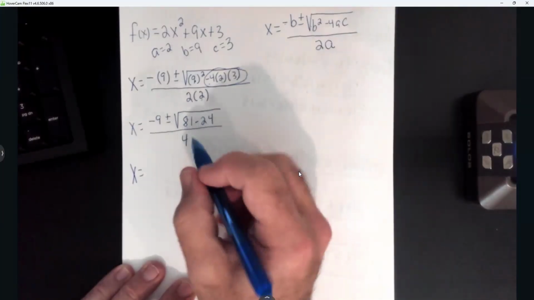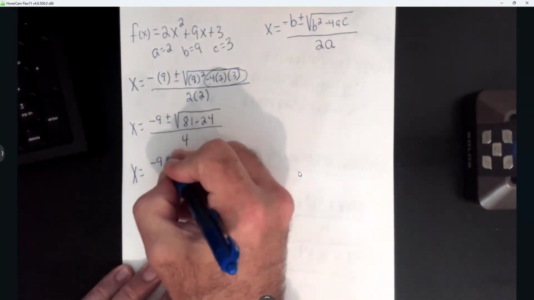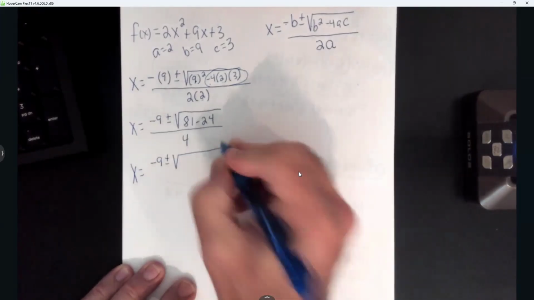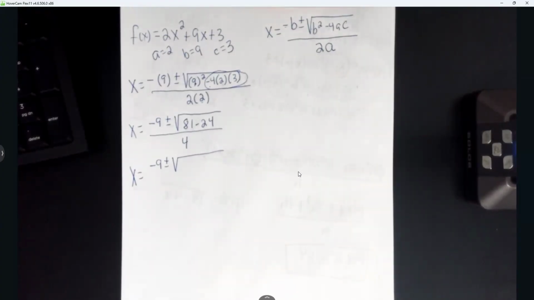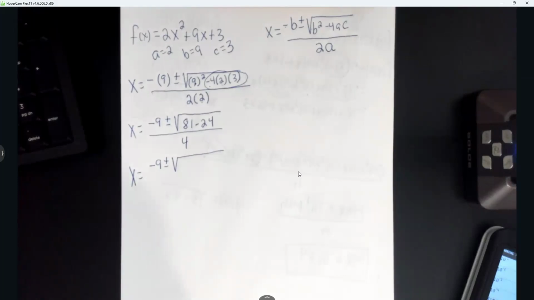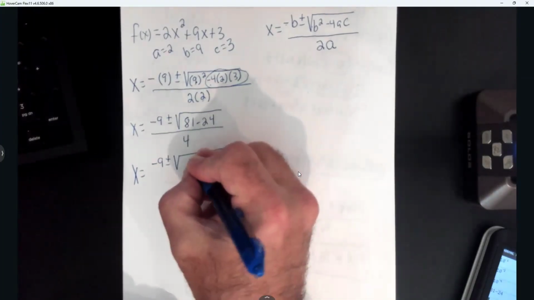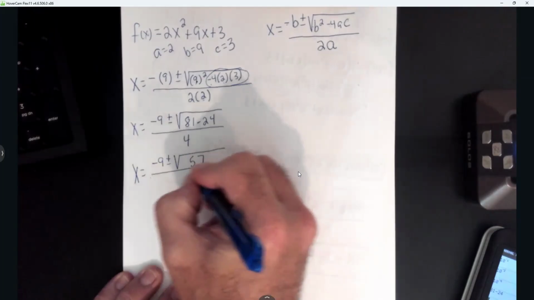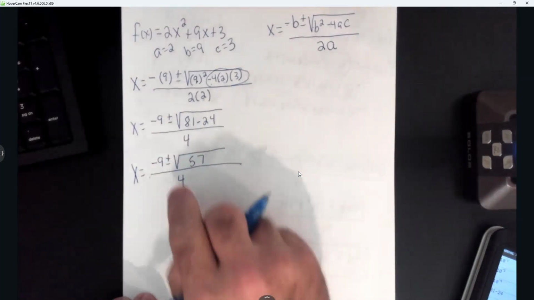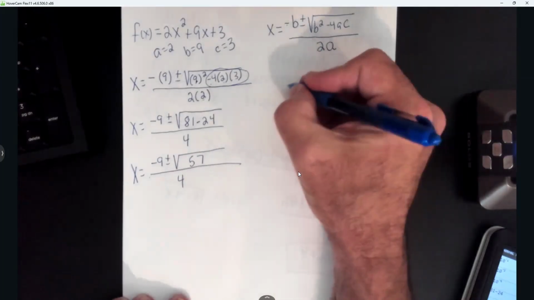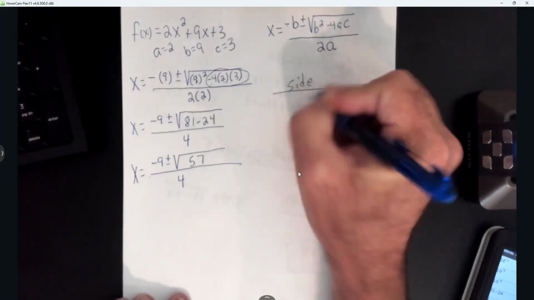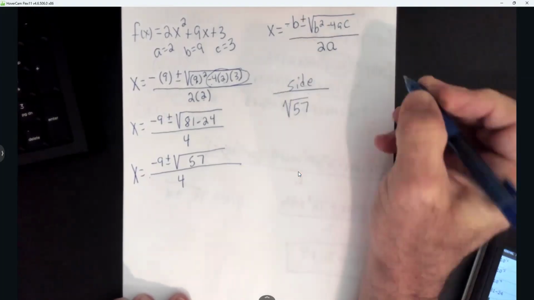All right, so one more step under the radical. So I got my -9 plus or minus square root. Now, let's see. What is 81 minus 24? That is 57 all over 4. So to go any further, we would have to be able to simplify the square root of 57. So on the side, I got a square root of 57.